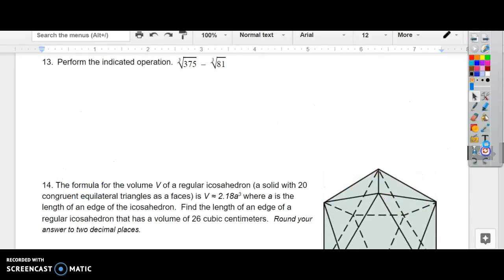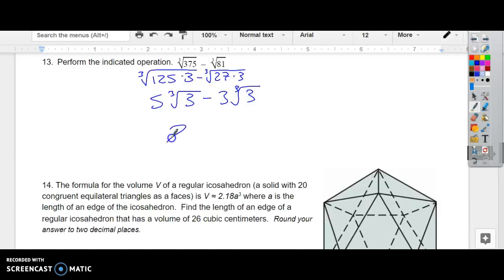Moving on to 13. Notice the addition and subtraction. Save that till last. You want to break down 375. You want to break down 81, 27 times 3. So we got 5 cube root of 3 minus 3 cube root of 3. And if I actually subtract those, I'll be left with 2 cube roots of 3. Okay, so because we got 5 minus 3 of them, leaves me with 2 cube roots of 3.